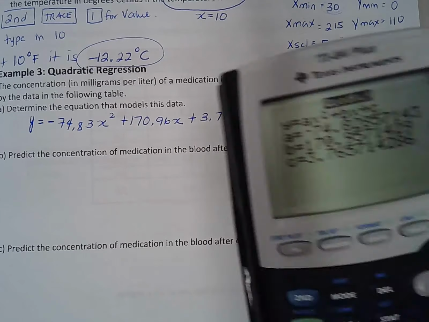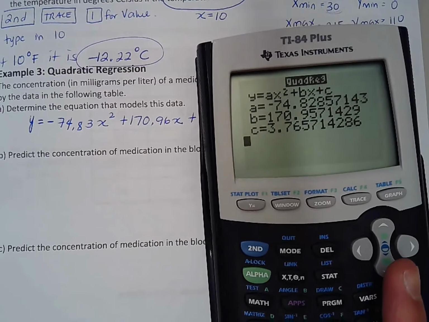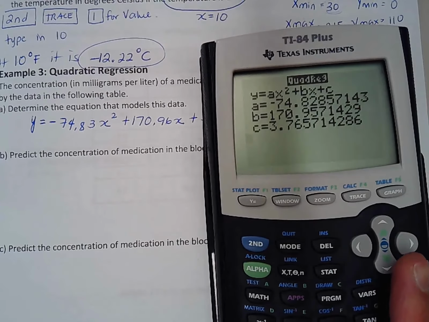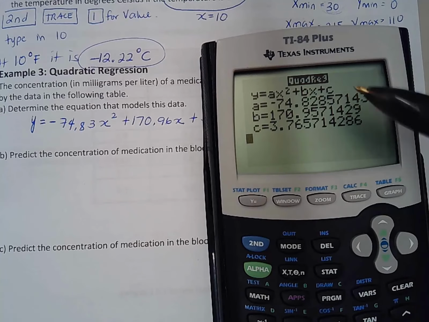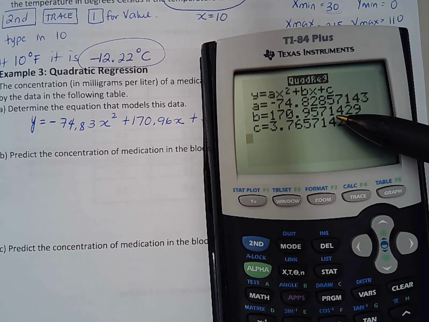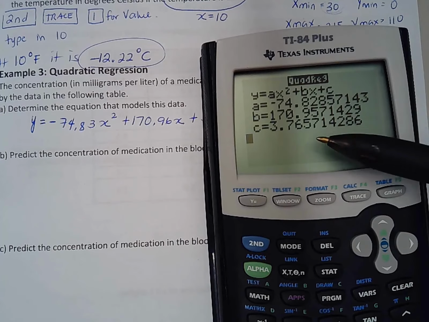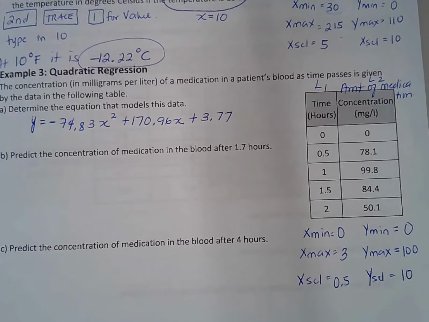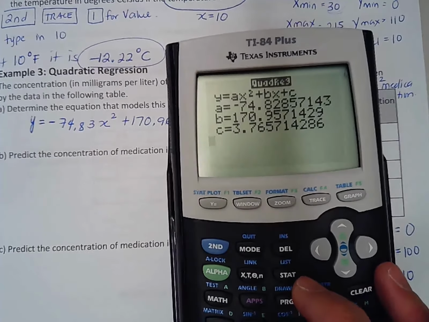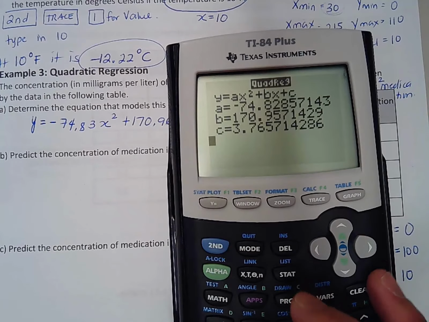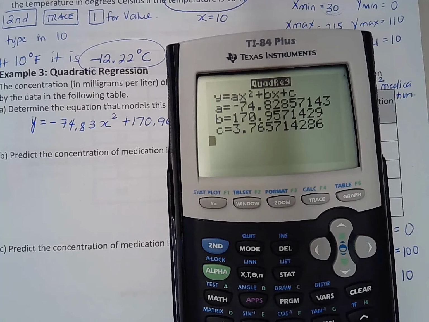Yeah, that's a negative. Did everybody get negative 74.83? Yeah? And then the B is 170.96 if you round it off to 2 decimal places. And then for C, did you get 3.77 if you round it off to 2 decimal places? Okay. 3.80? Okay. That's a slight difference, okay?